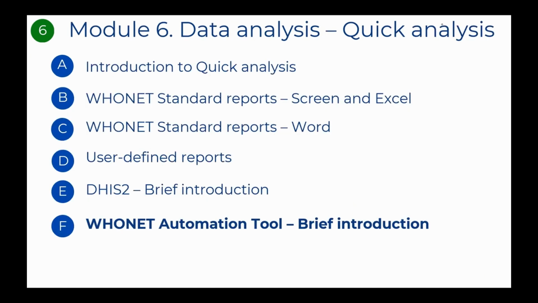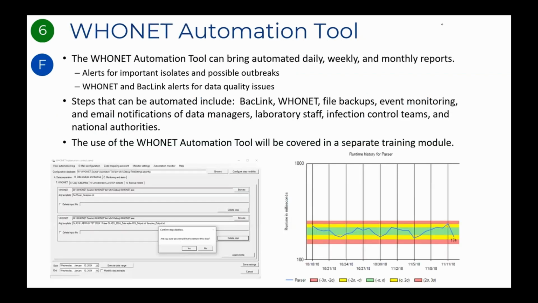Finally, I will give a few brief comments about the WHONET automation tool. The WHONET automation tool supports automated analyses, for example, on a daily, weekly, or monthly basis. These can include alerts for important isolates or possible outbreaks, and there can also be alerts for data quality issues or data feed issues. Steps that can be automated include BacLink, WHONET, file backups, event monitoring, and email notifications to data managers, laboratory staff, infection control teams, and national authorities.